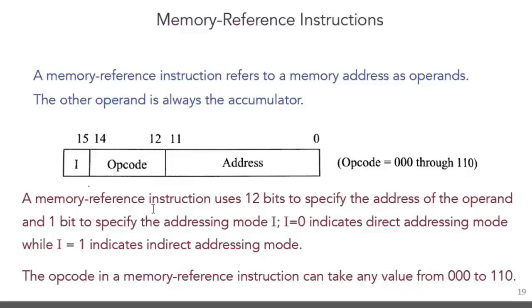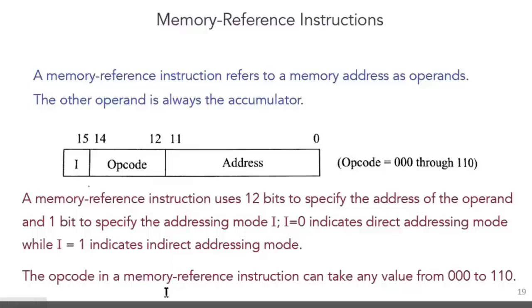A memory reference instruction uses 12 bits. You can see here in this diagram from 0 to 11, 12 bits to specify the address of the operand and 1 bit to specify the addressing mode. That addressing mode can be either 0 or 1. When I equals 1, it indicates indirect addressing mode. That means a memory reference instruction can have both the values 0 as well as 1, so memory can be accessed directly or indirectly.